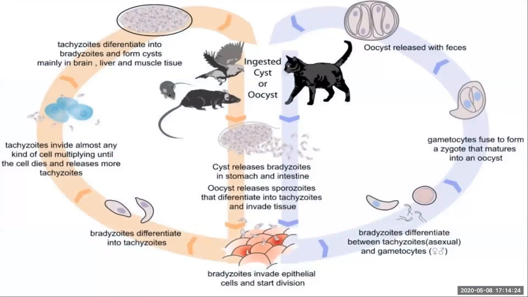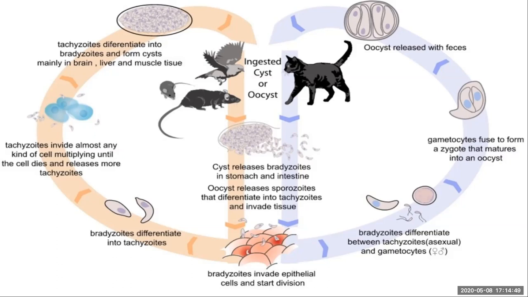So here's a diagram. Now, if the cat ingests raw meat or some infected prey, then the parasite ends up in their body. Now that parasite, what it does is that it produces these eggs called oocysts. And oocysts ultimately are released through the cat's feces. So, as we all know, cats poop a lot.